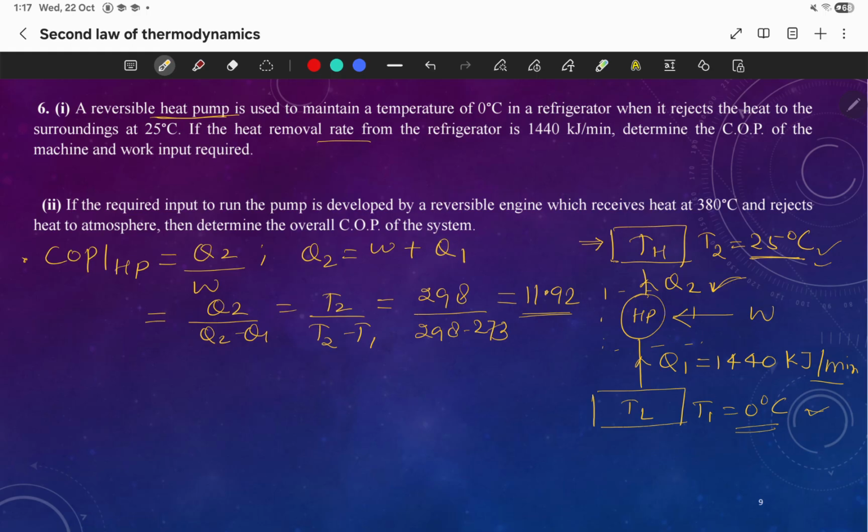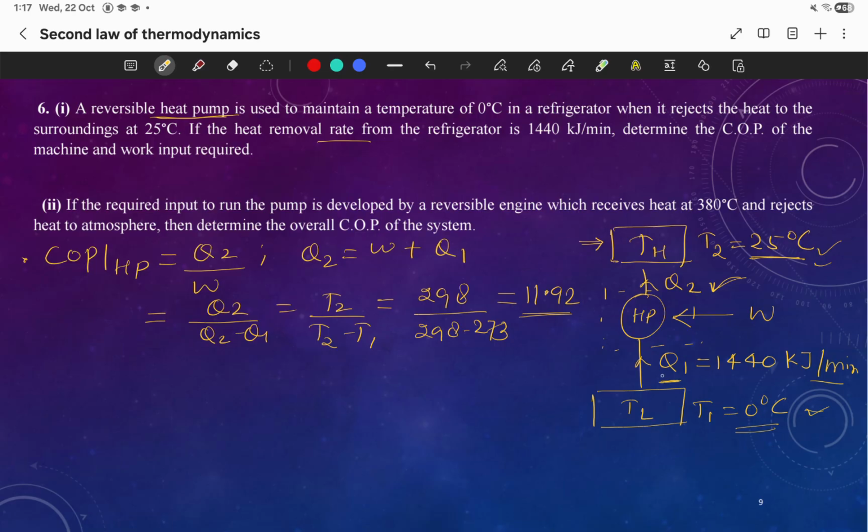So here we will get 298 upon 298 minus 273. This we will get 11.92. Okay, now the COP of the machine is found, and the work input. We have the Q1 value, which is already given.